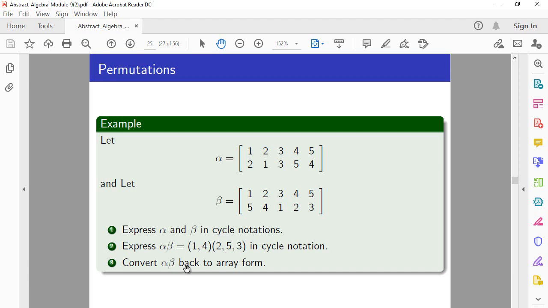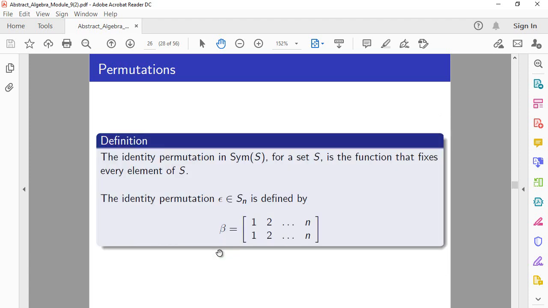And you can express alpha beta in a table by just looking at this. So you can say 1 goes to 4, 4 goes to 1, 2 goes to 5, 5 goes to 2, 3 goes to 2, and 5 goes to 3. So you can express that in a table. All right, so I'm going to stop here, and we'll continue with the definition of the identity permutation.